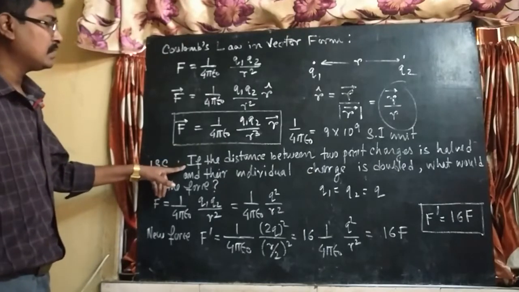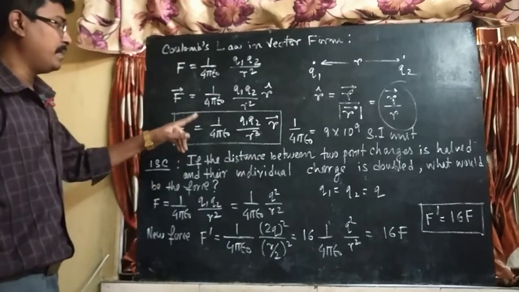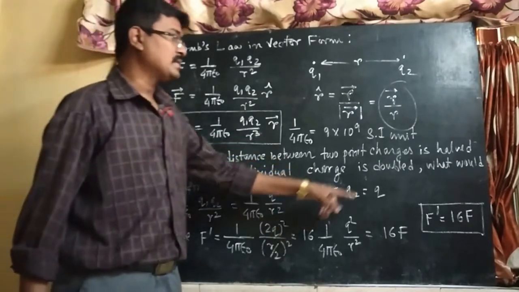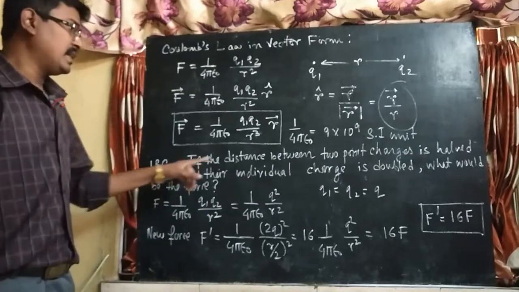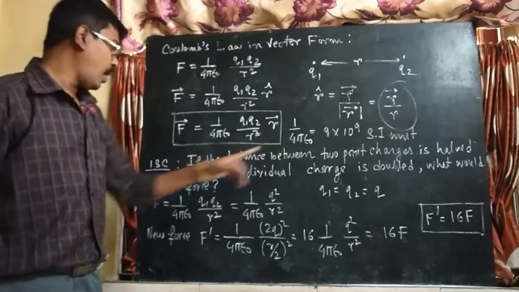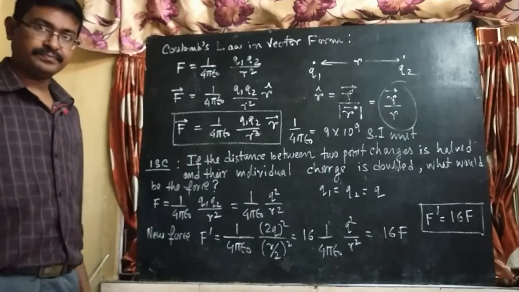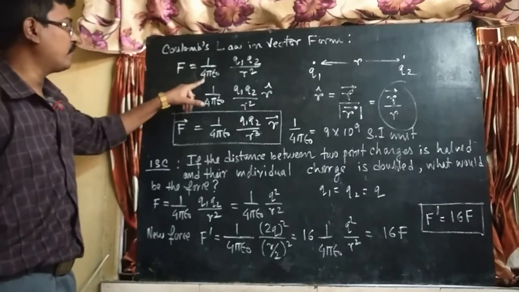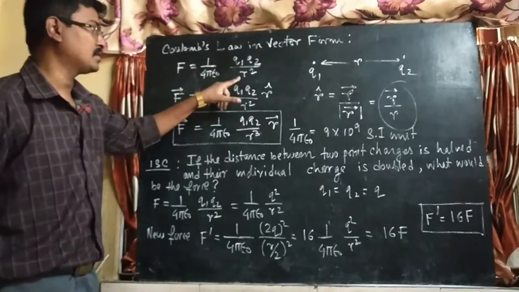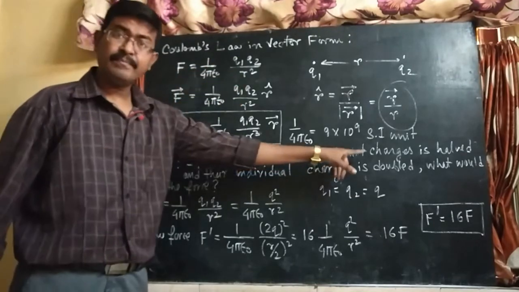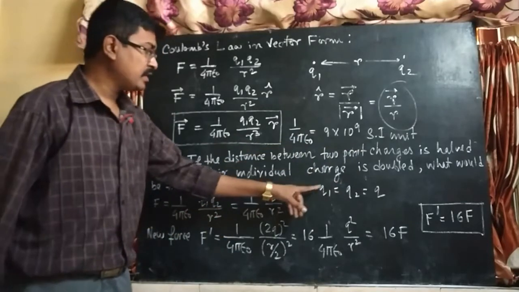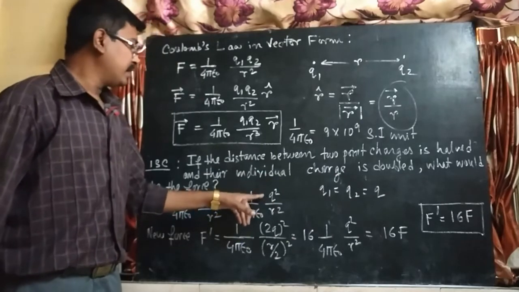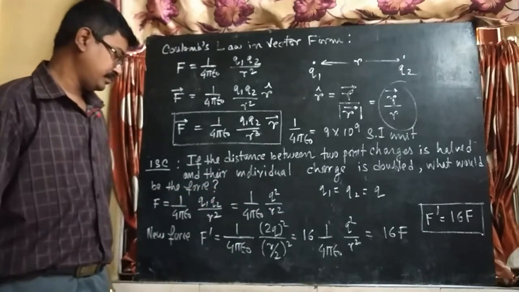Now comes the next part, which is based on numericals. If the distance between two point charges is halved and their individual charge is doubled, what would be the force? According to Coulomb's law, we know that F is equal to 1 by 4 pi epsilon 0 q1 q2 by r square. Now the charges are the same, so we write q1 equals q2 equals q. We put it here, we will get q square by r square.